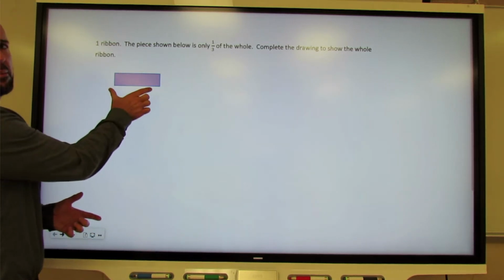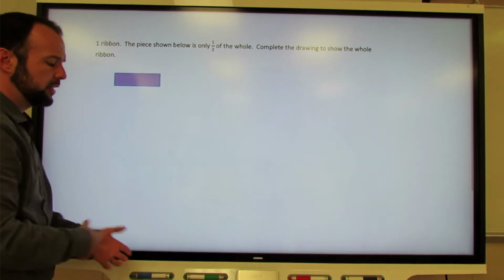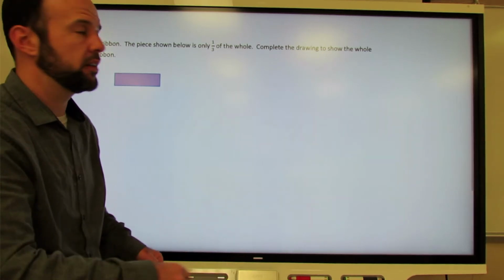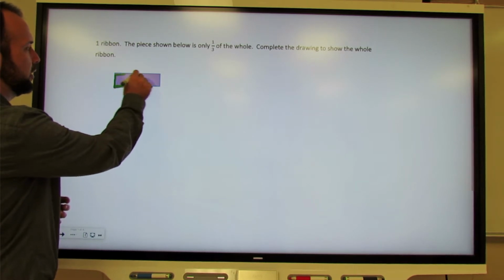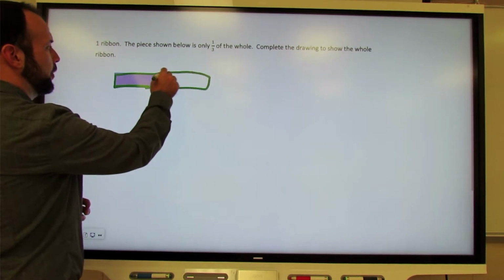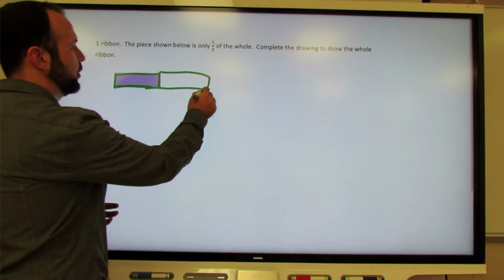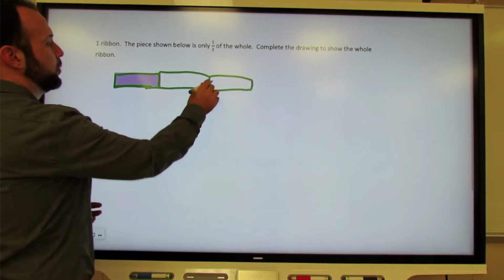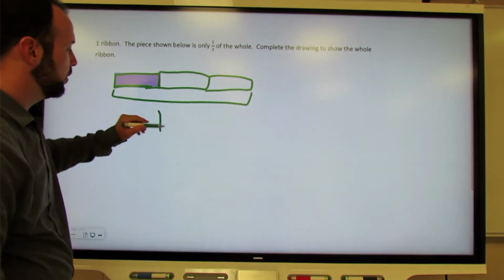All right. So they're giving us a piece of it, but it's only 1/3 of the whole piece. So that means if that's only 1/3 of it, we're going to have to add on some other thirds to show the whole thing. So I have my piece of ribbon right here that they already gave us. That's 1/3 of it. I'm just going to go ahead and draw another third, roughly the same size. I'm not a perfect artist here, but you get the idea. So there's another third, and here is my final third. So I now have 1, 2, 3 thirds, which would be equal to one whole piece of the ribbon.